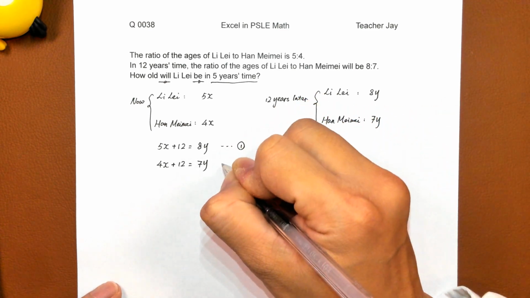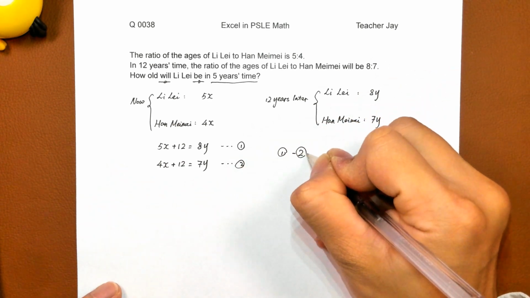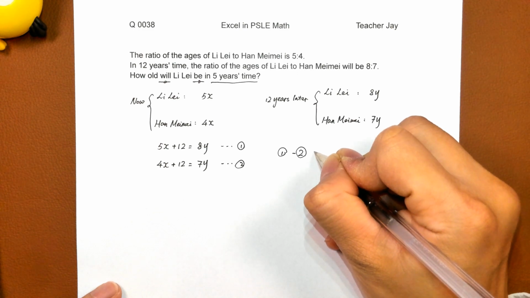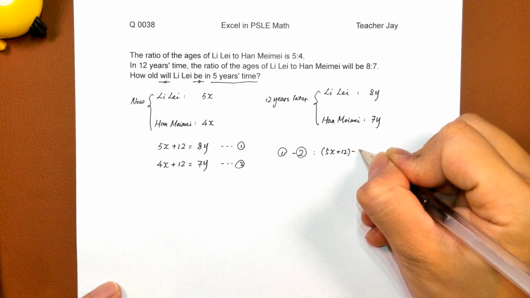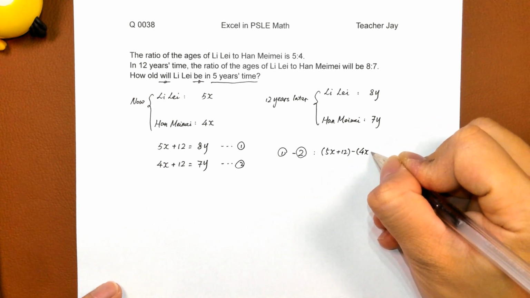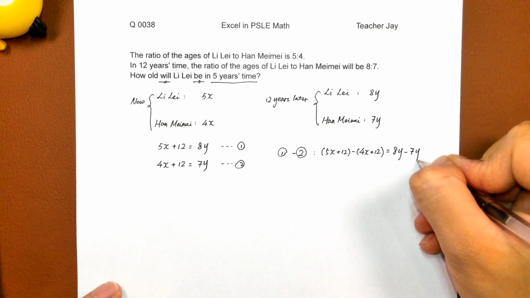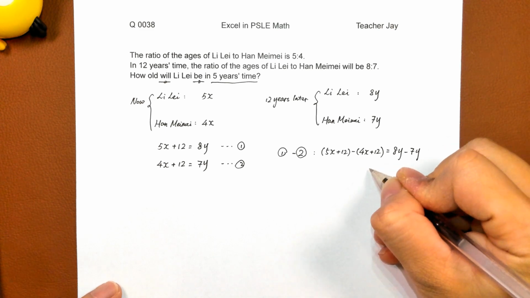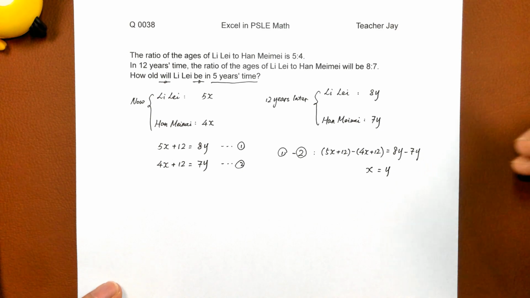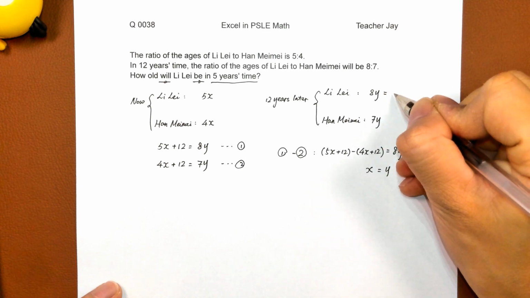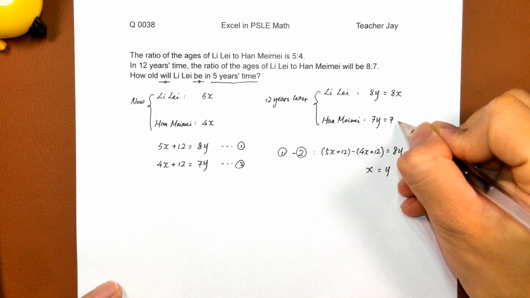This is equation 1, this is equation 2, and use 1 minus 2. Left hand side: 5x plus 12 minus 4x plus 12. Right hand side: 8y minus 7y. x equals y. So 8y equals 8x, 7y equals 7x.